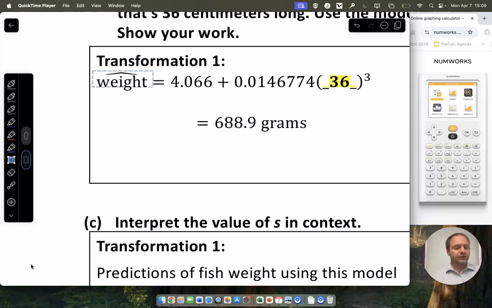If I were to plug the numbers on the right-hand side into the calculator, I would get weight hat equals 688.9 grams. Well, that's what I'm trying to do. I'm trying to predict the weight. I'm done with that one.